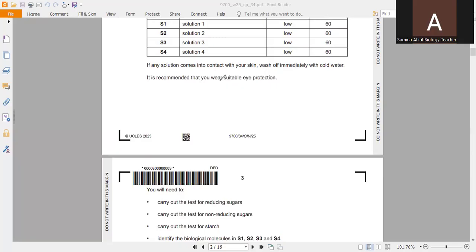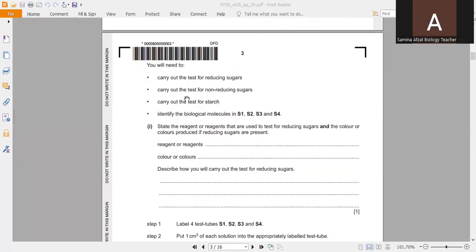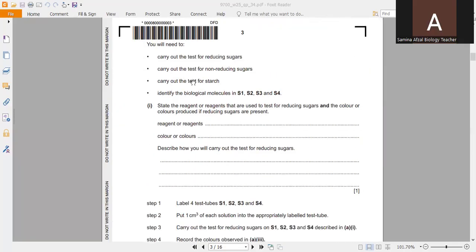Now, the question is, you will need to carry out the test for reducing sugar. Test for reducing sugar is also called the Benedict solution, Benedict test. So carry out the test for non-reducing sugar and carry out the test for starch. It means you have to conduct the 3 tests: reducing sugar, non-reducing sugar, and starch. So identify the biological molecules which are present in these 4 solutions.